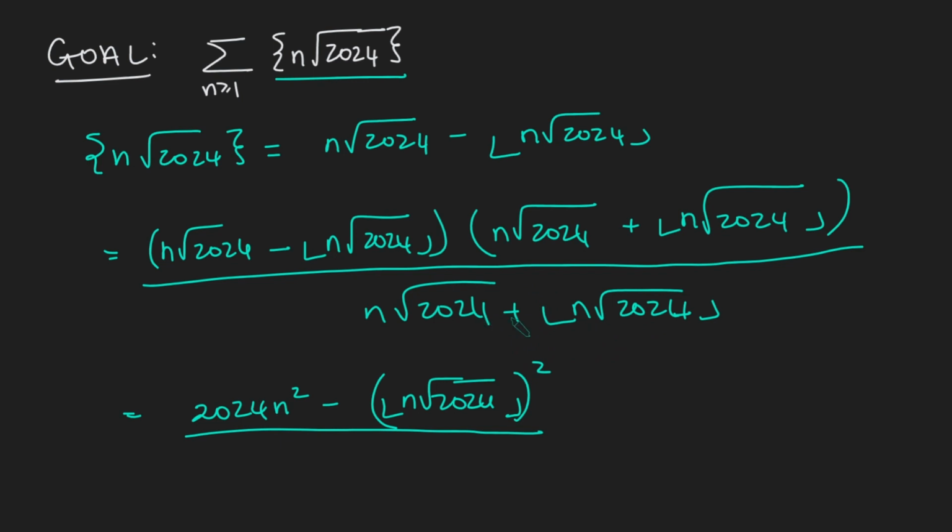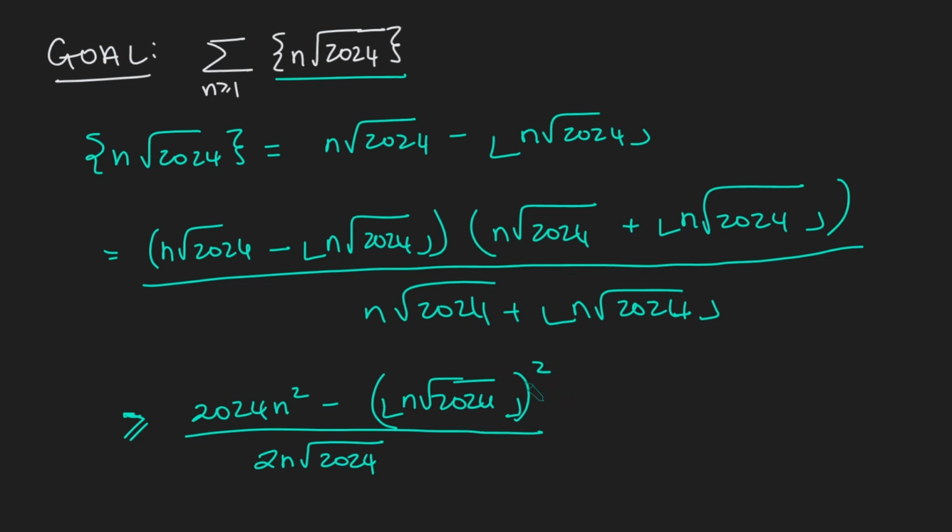Well, what can I say about this? This thing here is going to be less than or equal to this thing here. So this denominator is less than or equal to two lots of this thing here. But since it's in the denominator, I can say that this thing here would be bigger than or equal to two lots of n root 2024, like that. Okay, now what can I say about this?